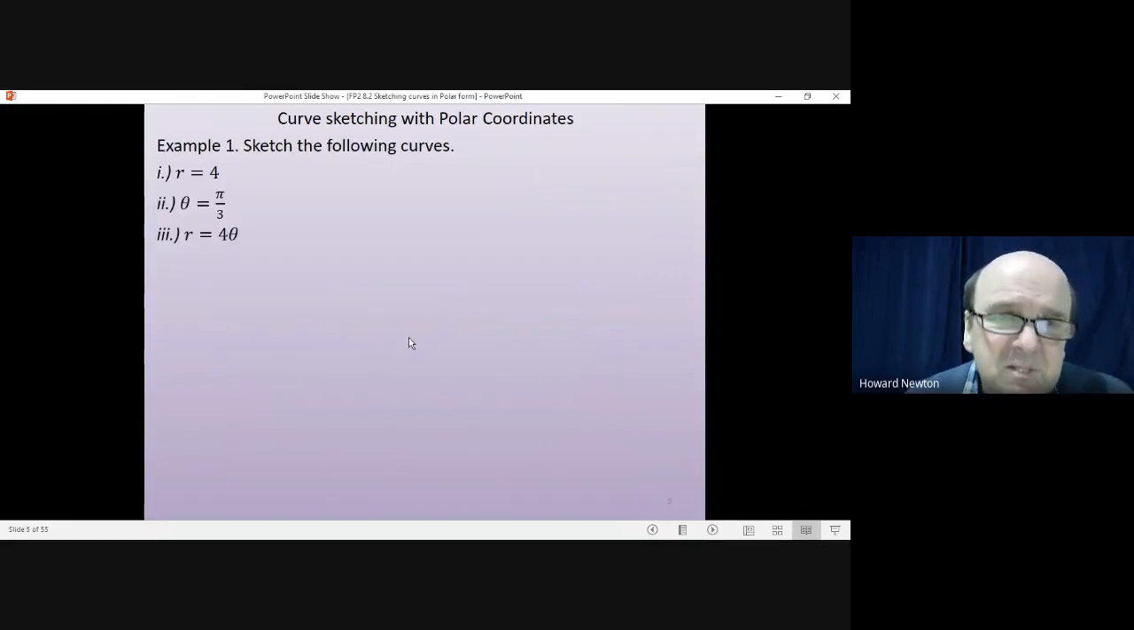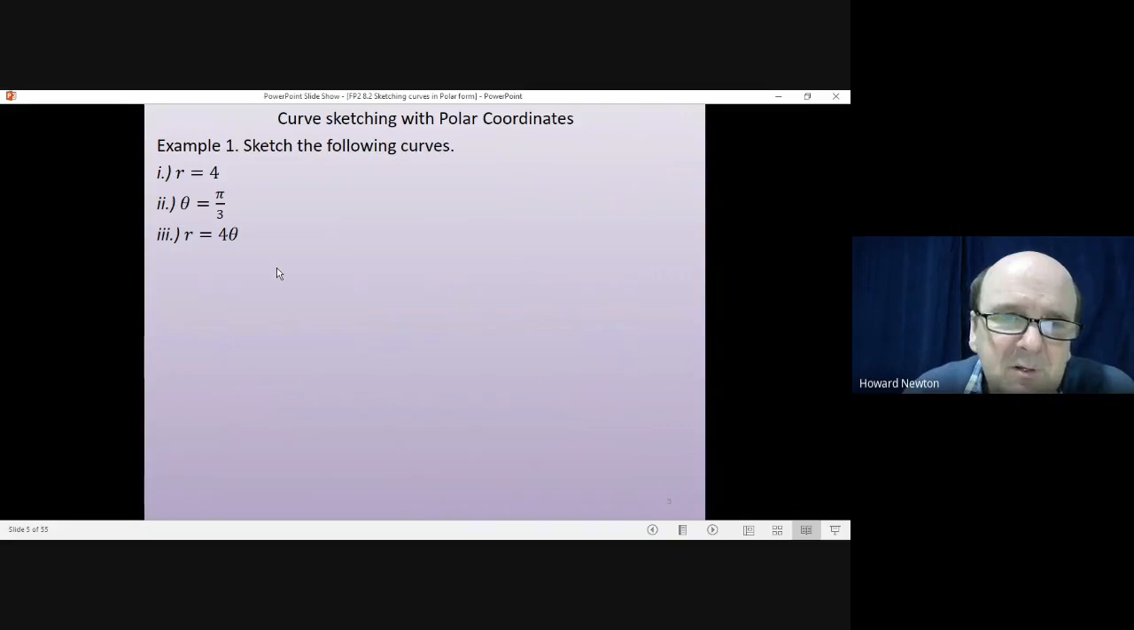Okay, three standard curves for you to have a go at yourself. So I'll say nothing about these. See if you can work out yourself what these curves will look like. So pause the video, have a go at them, and then come back to me when you're ready.